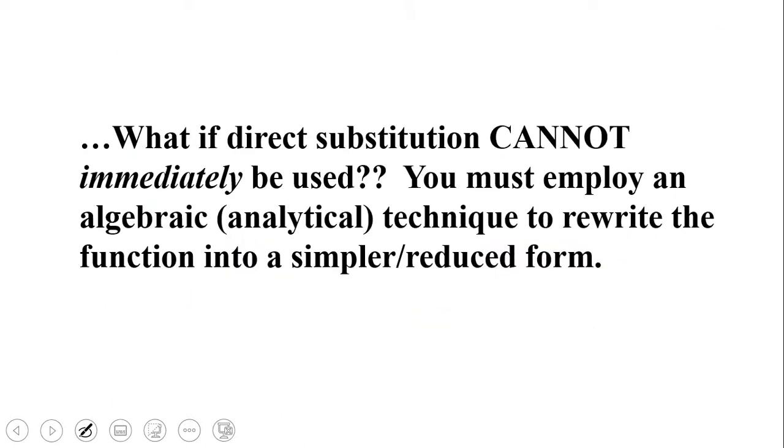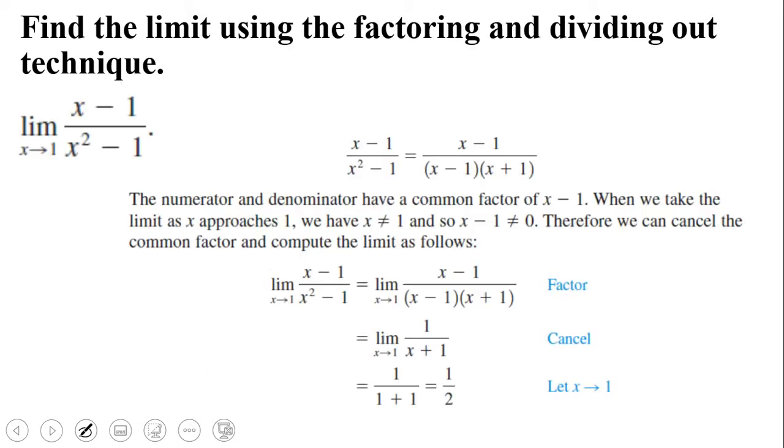Obviously, it would be no fun if direct substitution worked all the time. So what happens if it doesn't work? Well, there is a bunch of different techniques that you're going to have to employ. I'm just going to show you the first one. So let's say you had x minus 1 over x squared minus 1. If you tried to plug in 1, you would sadly get 0 over 0. That's the indeterminate form, and that does not work.